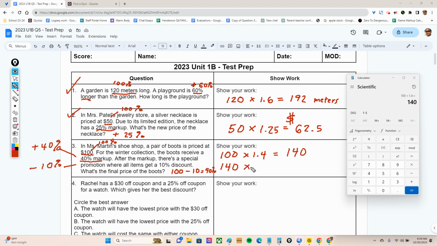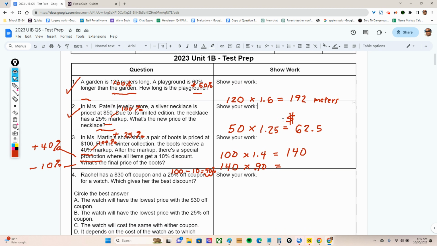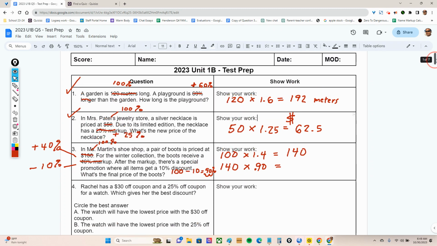So we're going to multiply this times 90%. Remember, we take the 90%, move the decimal 2 places to the left, and turn it into a decimal. So that right there, that's good. We can work with that. All right, and then we need our calculator.